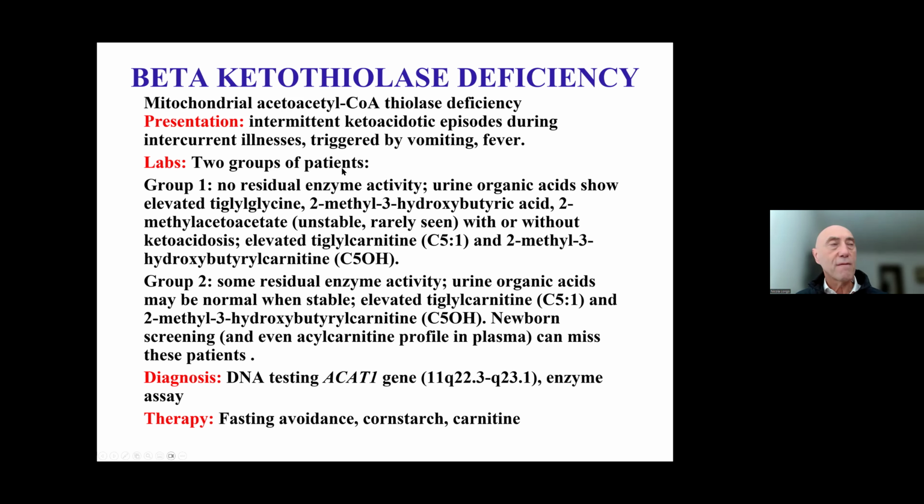But for beta-ketothiolase deficiency, we usually divide patients in two groups. One in which you have no residual enzymatic activity, and in these patients you have biochemical abnormalities almost all the time. You have abnormal urine organic acids, and most of the time you have an abnormal plasma acylcarnitine profile with elevated C5OH carnitine in addition to elevated tiglylcarnitine or C5:1 carnitine.